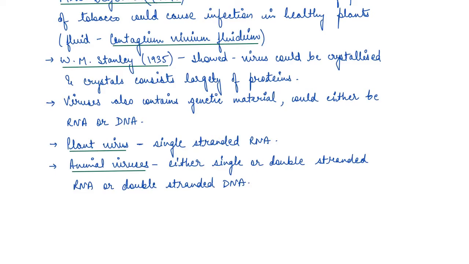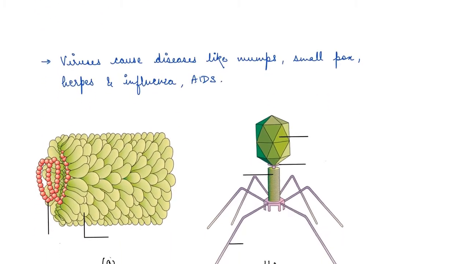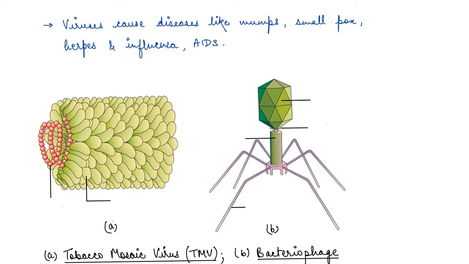Okay, and that means that they have genetic material as well, which could either be DNA or RNA. Now there are plant viruses as well as animal viruses. Plant viruses are usually single stranded RNA, and animal viruses usually have single or double stranded RNA or double stranded DNA as well. Now there are various viruses which can cause diseases like mumps, smallpox, herpes, and AIDS.